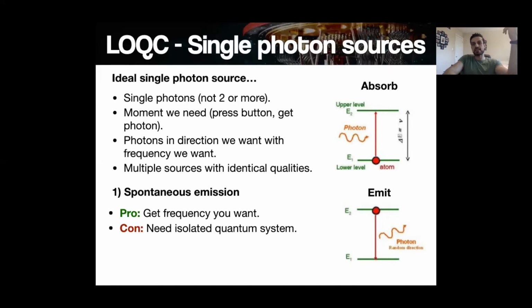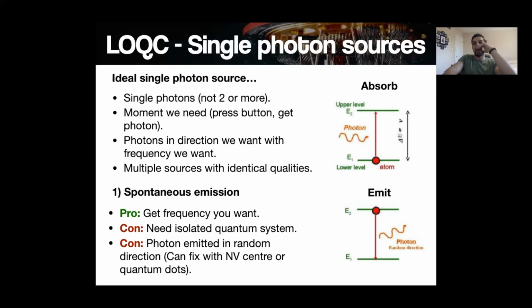But the problem is that we need an isolated quantum system to do this, which isn't easy. And the photon's emitted in a random direction. Now there are techniques to mitigate that, like with NV centers or quantum dots. But in general, it's going to be emitted randomly.